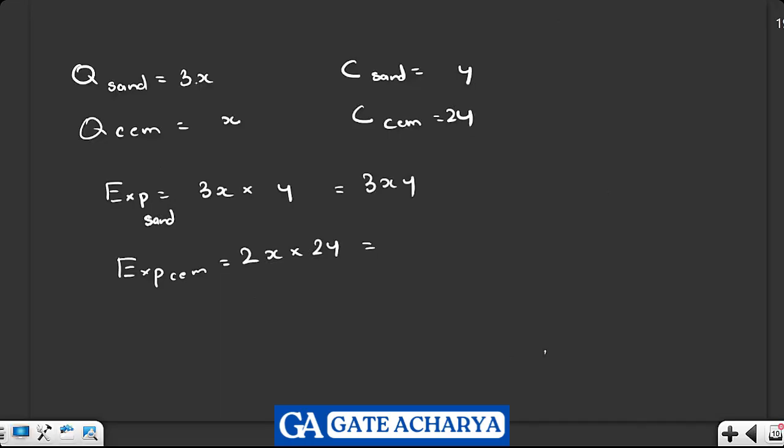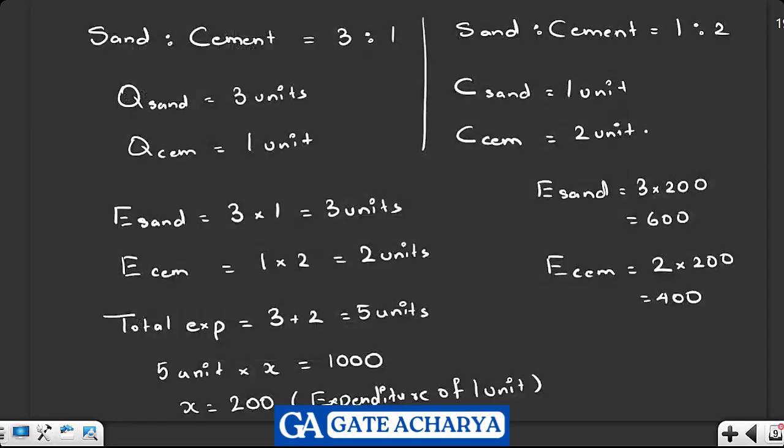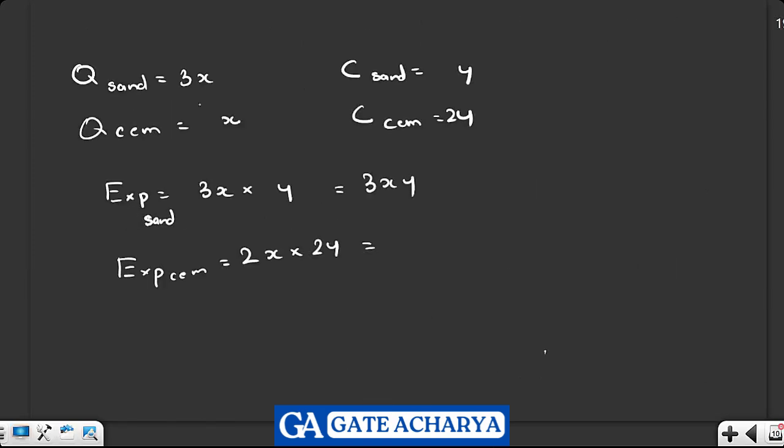Sand is three quantities, cement is 1 quantity, right? Yes, 3 to 1. Okay. And cost is 1 is to 2. So I made the big blunder. I changed the ratios. That's why I'm correcting it. So 3x into y, that is okay. This will be x into 2y. Am I right?